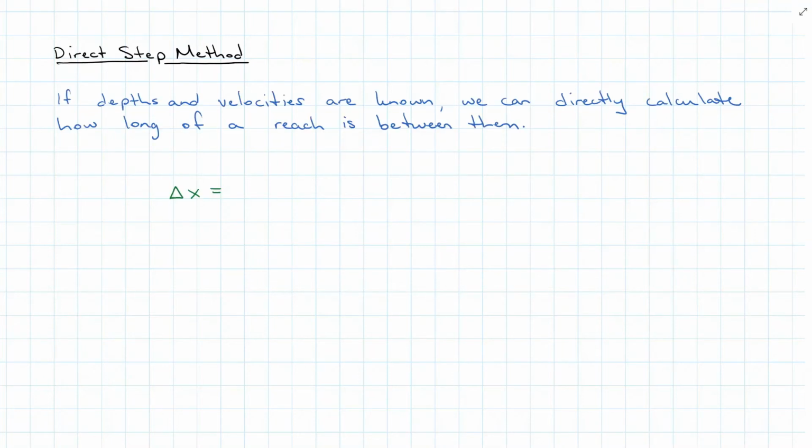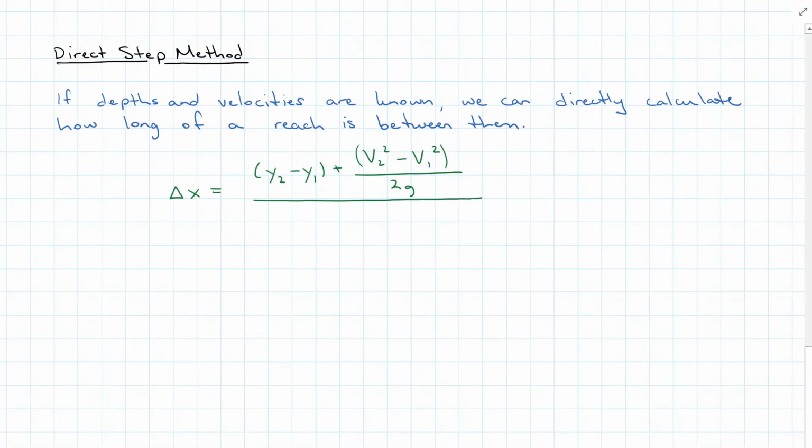We can use a direct step method to figure out how long the reach needs to be in our gradually varied flow to reach a specific depth. And that's if we know the depth and velocities coming into and out of the system. That reach equation, the change in x, is going to be the difference between the two depths plus the difference in velocity heads all over the difference in slopes. So that's going to be bed slope minus the slope of the energy grade line or the friction slope.